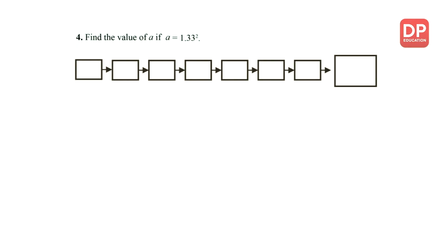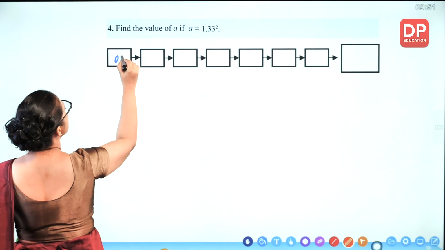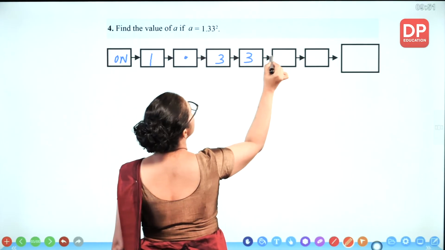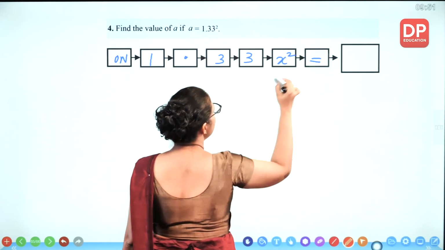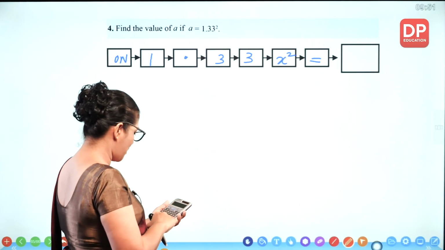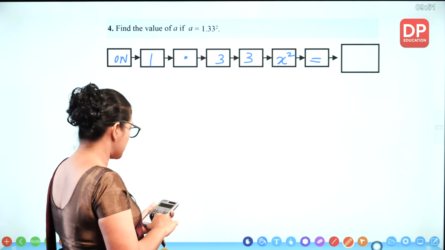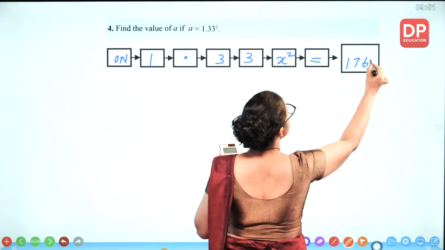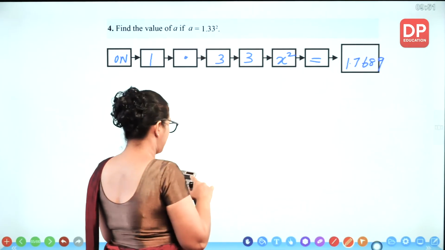Find the value of A. A is 1.33 squared. So use the square button. 1.33 square button is 1.7689.